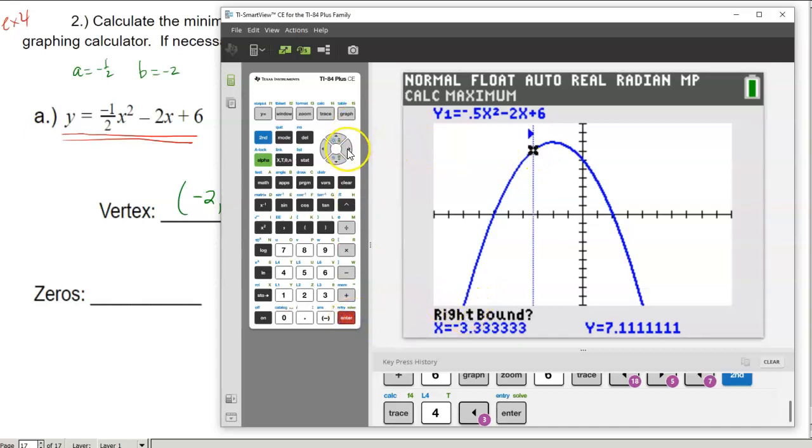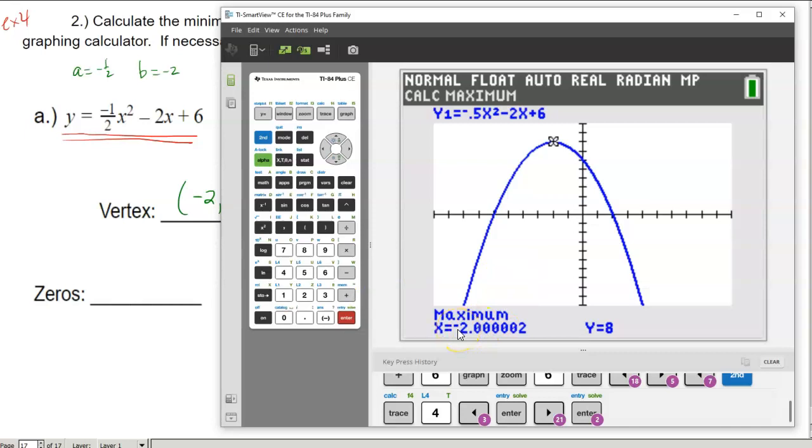And then it says, what is the right bound? So we click somewhere to the right of the vertex, and I click on OK, and then I have to click on enter one more time, and it will calculate it exactly for me. So it says the vertex is negative 2, and the y value is 8.